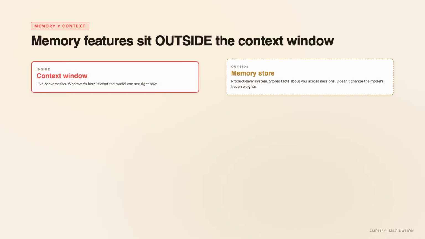This is where memory features come in. Some products store memories between sessions. Facts about you, the model can pull in next time. But those memories live outside the context window. They're a product layer system, separate from the model's frozen weights. The product looks up relevant memories and pastes them into the conversation as text, back inside the context window, before sending it to the model.